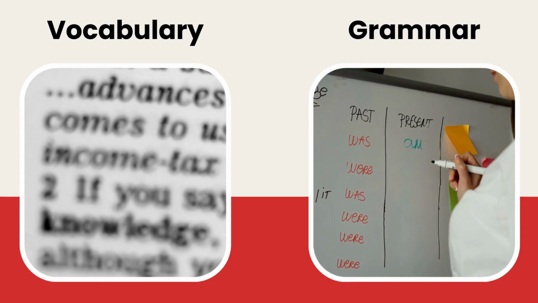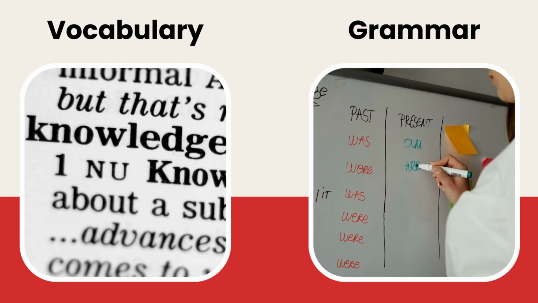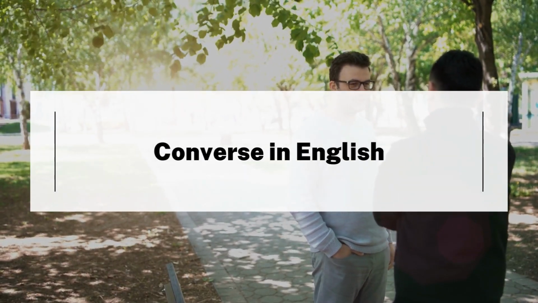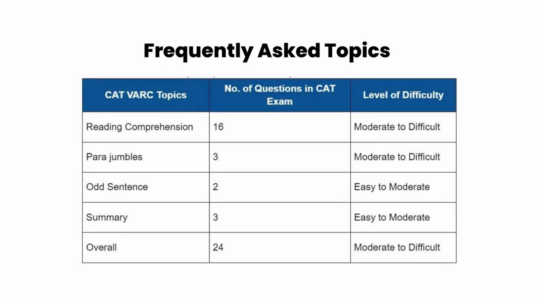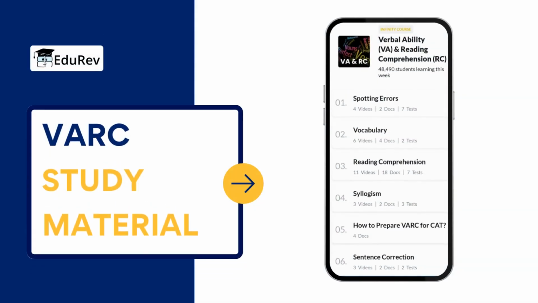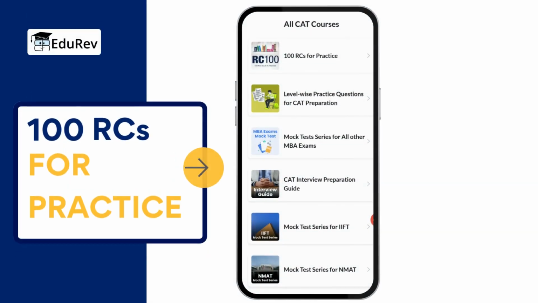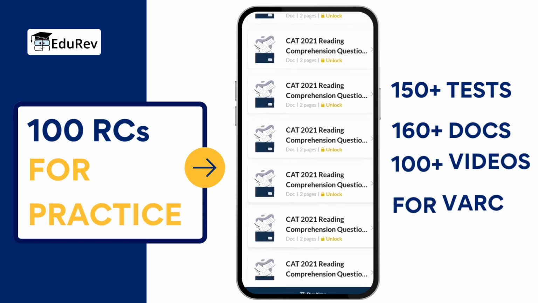Improving your vocabulary and grammatical skills is essential for success on this section, as these are often key areas of focus on the exam. Finally, while it may sound strange, conversing with your friends in English can help you become more comfortable with the language and improve your communication skills. In terms of frequently asked topics on the exam, it is important to focus on areas such as RC and para-jumbles. EduRev offers study material for verbal aptitude, specifically tailored for MBA preparation, along with various resources such as 100 RCs for practice and 150 plus tests, docs, and video lectures.